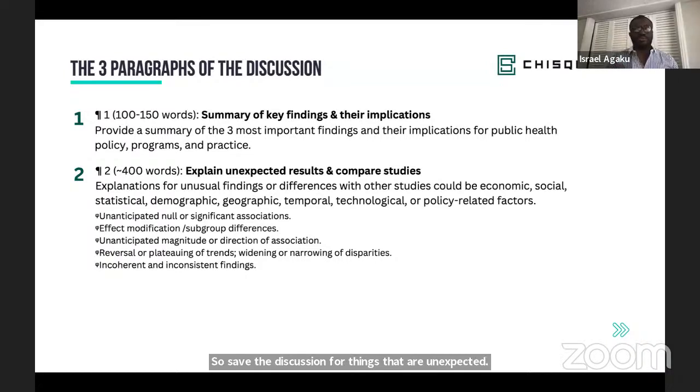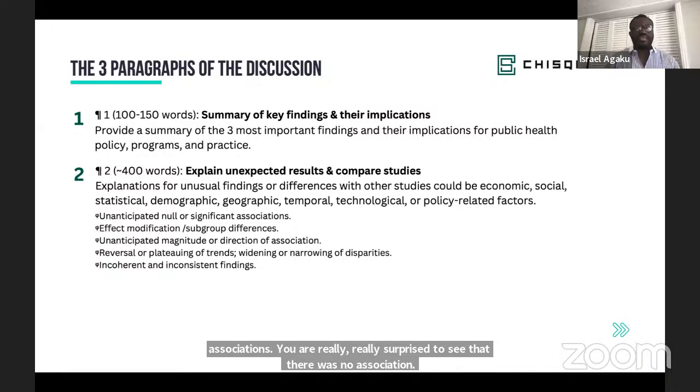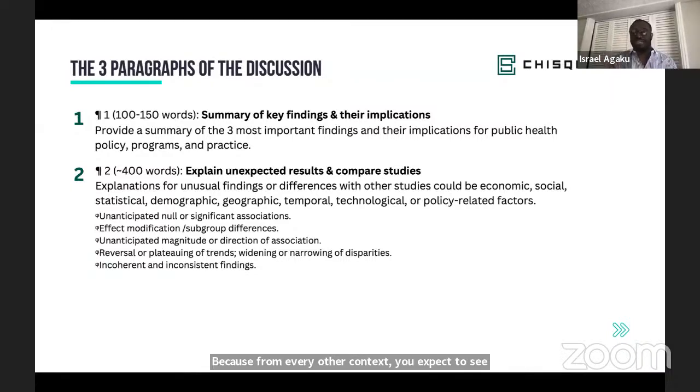And what do you mean by unexpected? Well, there's an unanticipated null or significant association. You were really, really surprised to see that there was no association, because from every other context, you expect to see significant associations. Or the reverse, you expected to see no association, but you saw a significant association. Or you saw effect modification or subgroup differences, which were rather surprising. There was unanticipated magnitude. So maybe you expected to see a significant association, but the magnitude of that association was rather surprising.